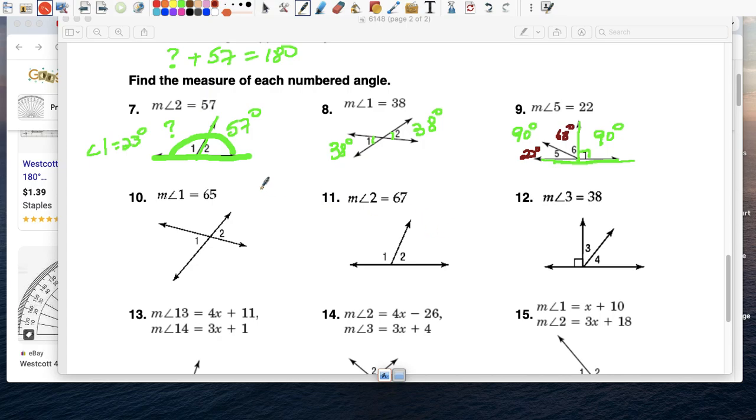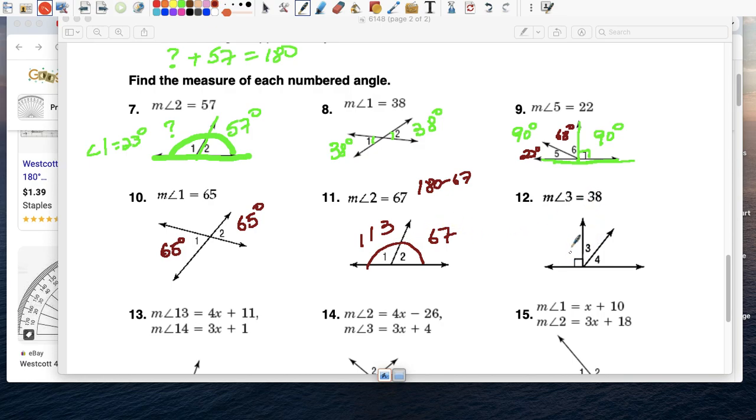Okay. Angle 1 is 65, right? And we know that when we have two lines crisscrossing, intersecting like that, opposite angles measure the same. So angle 2 is also 65. 11, this whole thing is 180 degrees. They're telling us that 67 is angle 2, and angle 1 will be 180 minus 67, which is going to give us 113.